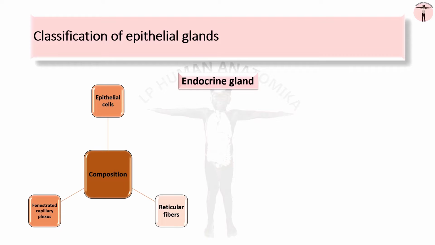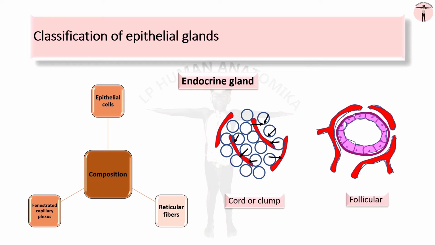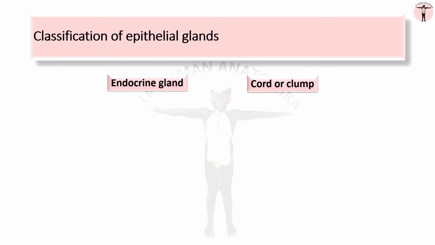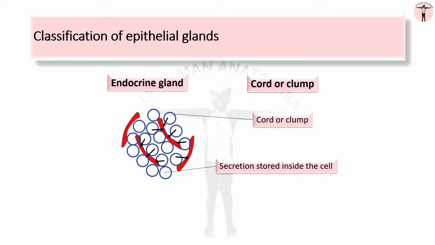The glands may be of two types, the cord or clump type and the follicular type. In the cord or clump type, the cells are arranged in irregular cords and clumps and store the secretion inside the cell by the intracellular method. From inside the cell, the secretion is directly delivered outwards into the capillaries. Most of the endocrine glands belong to this type.